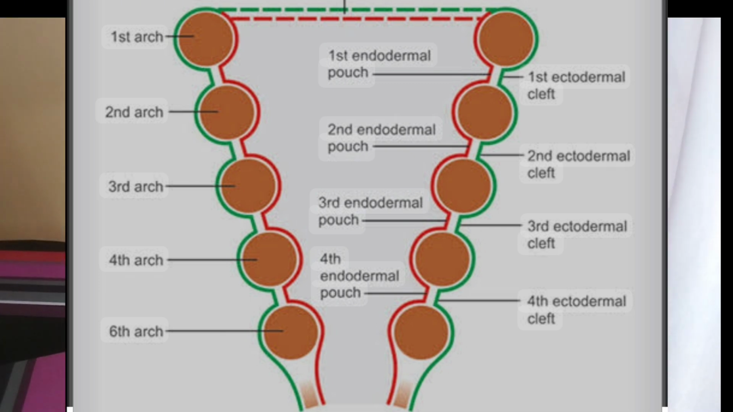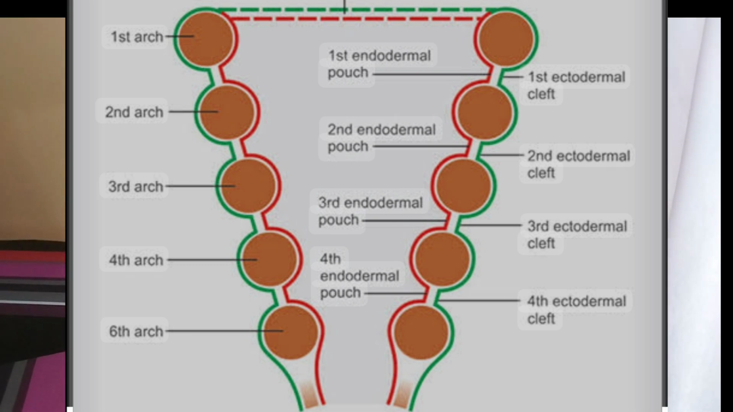The pharyngeal arches are responsible for the formation of the structures of the head, the neck, and the throat, including the thyroid gland. The pharyngeal arches initially grow in 6 pairs, and they are numbered from pharyngeal arch number 1 to pharyngeal arch number 6. After some time, pharyngeal arch number 5 disappears, and we are left with only 5 pairs of pharyngeal arches.